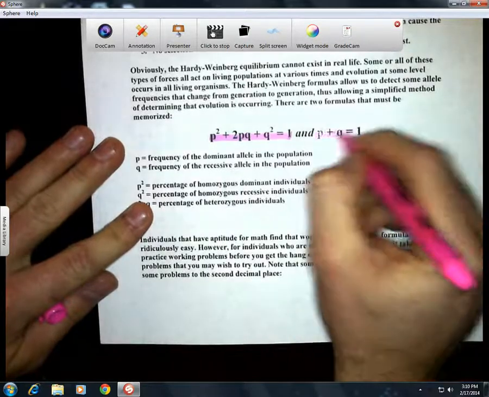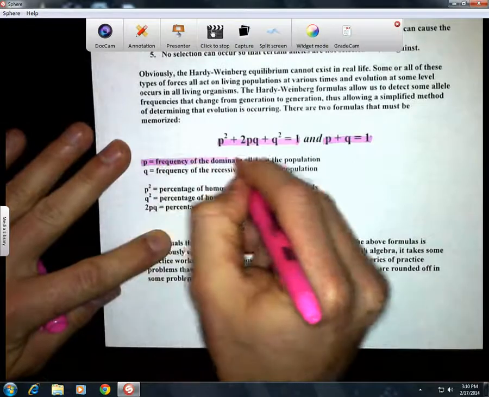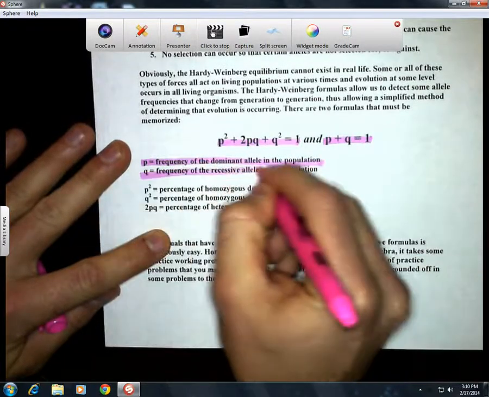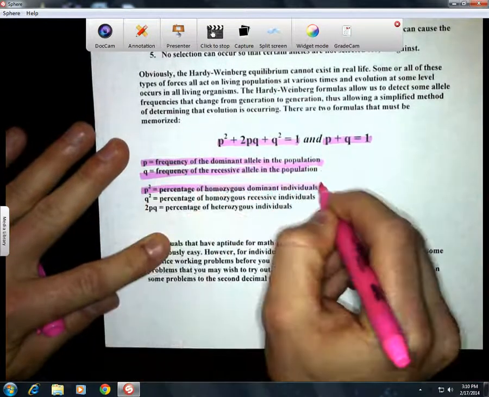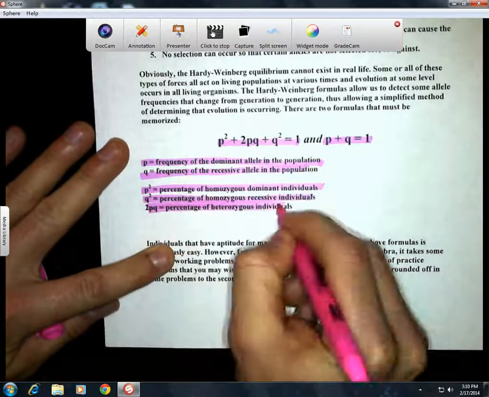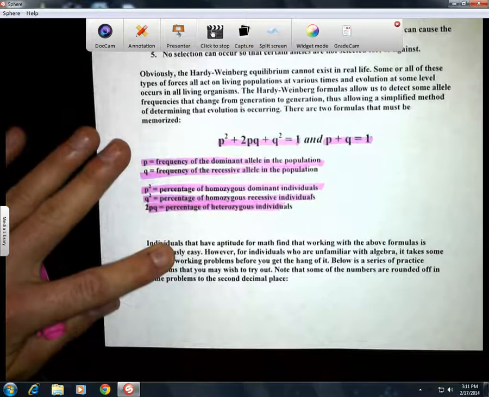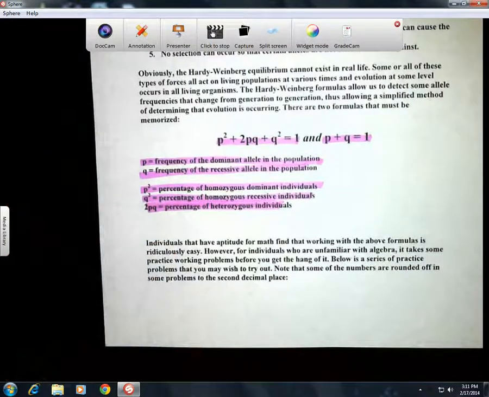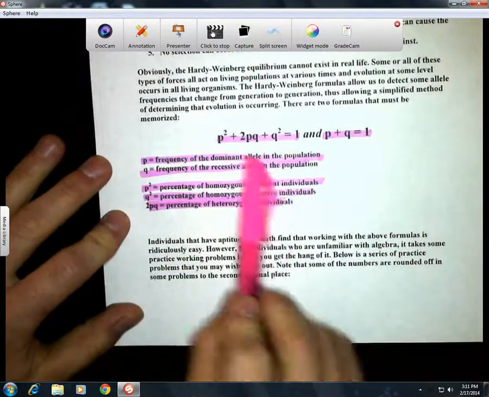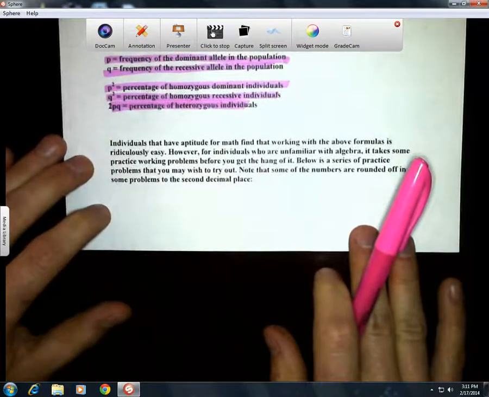You need to make sure that you have memorized all of this information right here, because these are what each variable always stands for. And these are going to be the variables that you're going to have to find for each problem. You'll have to find p, q, p squared, q squared, and 2pq. So as long as they give you one of these 5, you should be able to find the rest of them. So with this in mind, up here, we are going to work problem number 1.